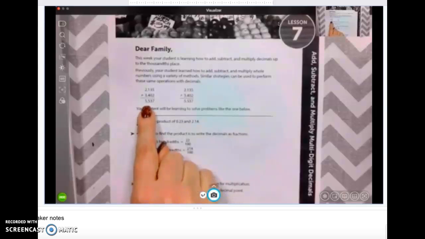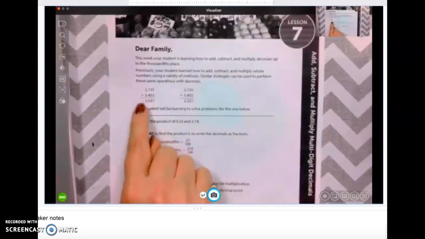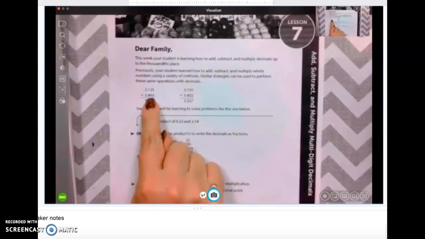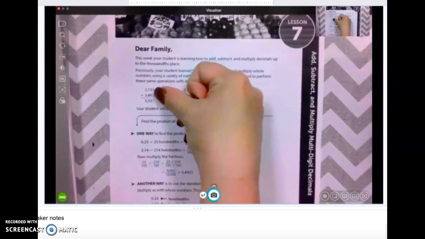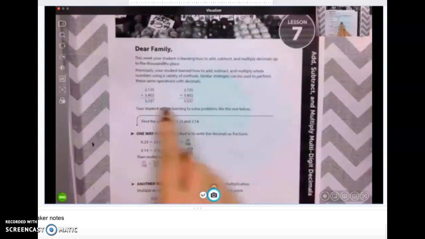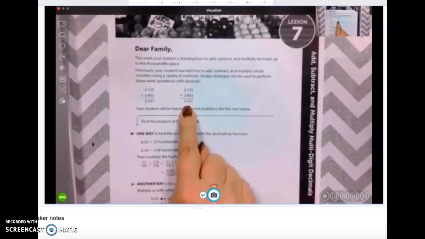In this first math problem, we are adding together 2,135, and we're adding that to 3,402. For us to be able to add this problem together, we had to line up the ones place, the tens place, the hundreds place value, and the thousandths place value. So once we lined those place values up, we could then add the numbers. Well, when it comes to decimals, we have to do the same thing.